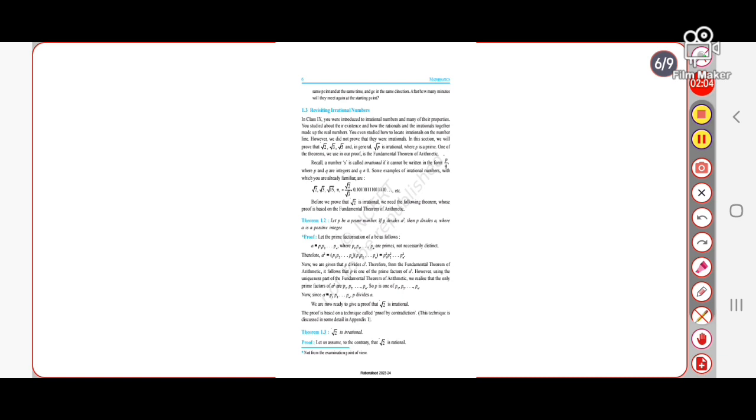So over here they have given root 2 in Example 1.3. Now see, they have assumed the number root 2 to be rational. That will be the first step.